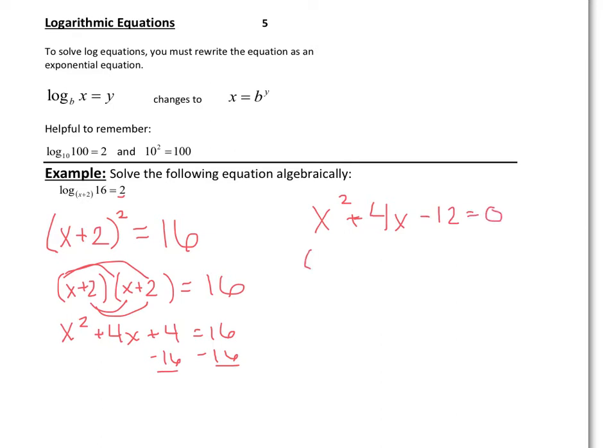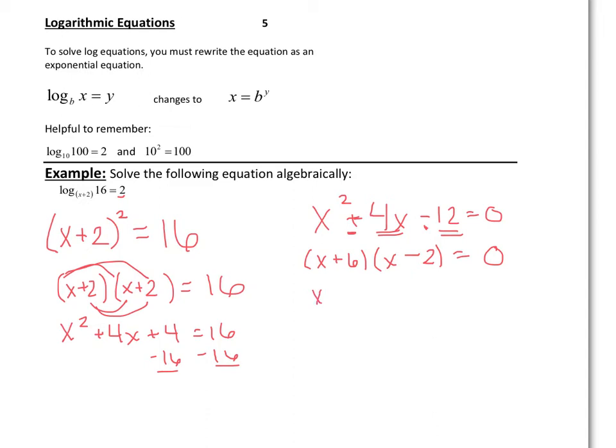I want to see if I can factor it. So x and x is going to give me x squared. I have to multiply to 12, and then add or subtract to 4. So 6 and 2 will multiply to 12 and add or subtract to 4. If I have a negative here, that means opposite signs, and if I have a positive, that means my larger one wants to be positive. So 6 minus 2 will give me 4.